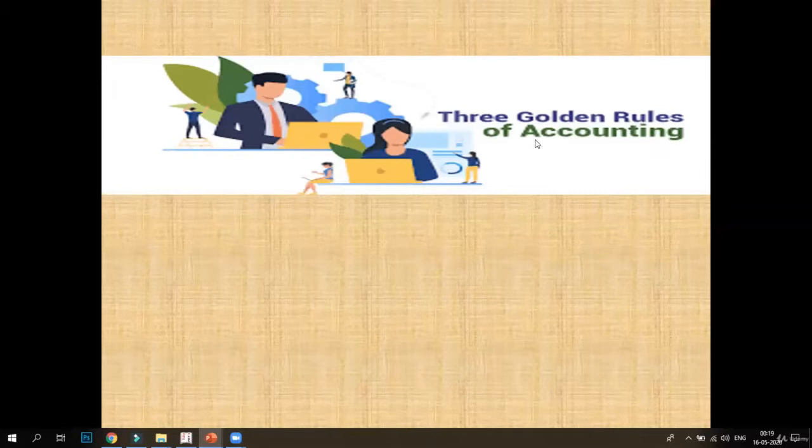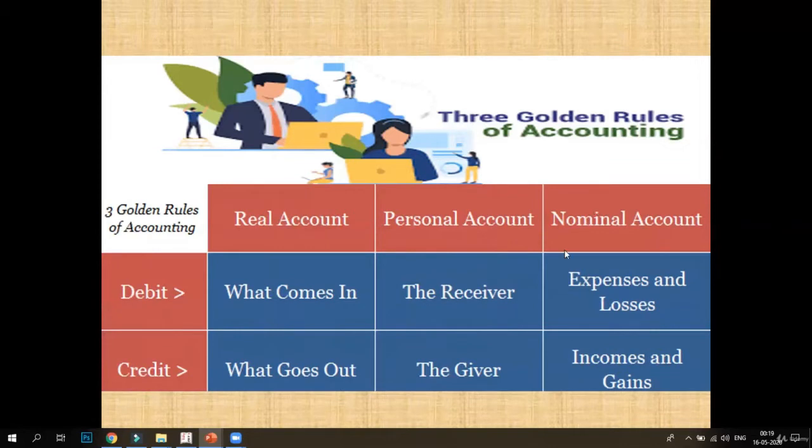Hello friends, welcome back. In this lecture, we'll be discussing the three golden rules of accounting, based on the real account, personal account and nominal account that we discussed in the previous lecture. As per our golden rules, for the real account, the rule is debit what comes in and credit what goes out. Whenever any asset or property comes in or adds on, you debit the account, and whenever the asset or property moves out or reduces, you credit the account.